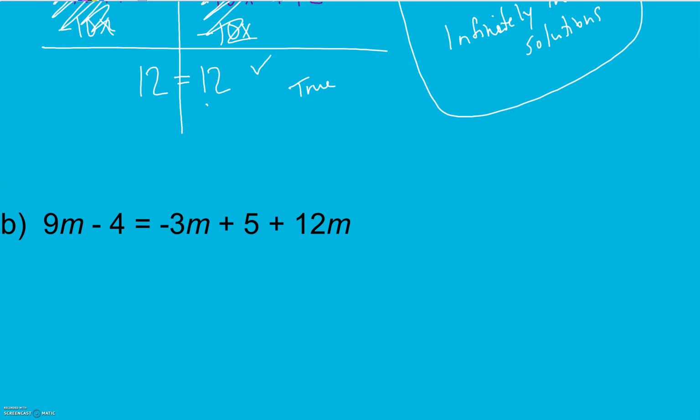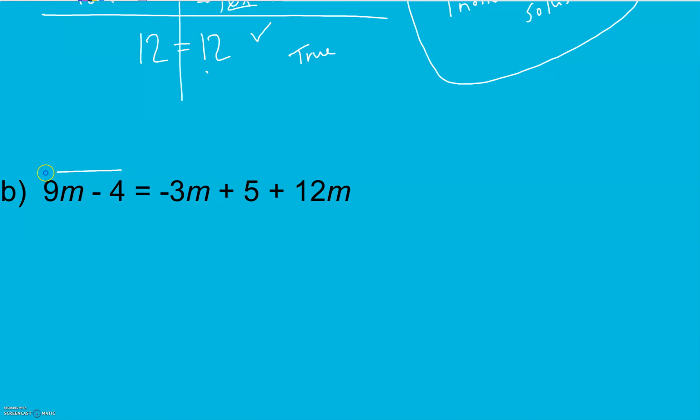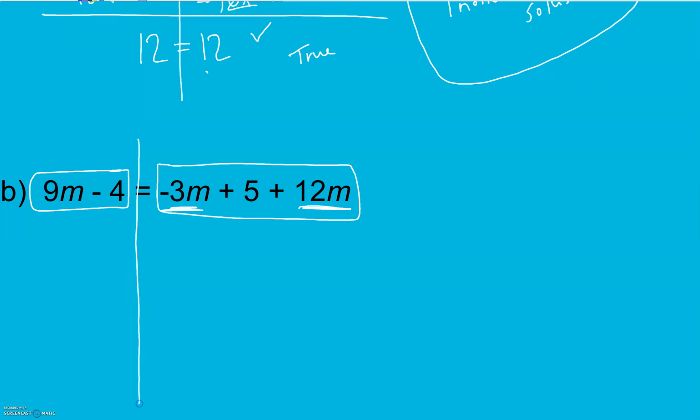In B here, my left side is as simple as I can get it. My right side is not. I don't have any parentheses here, but I do have like terms. So as long as they're from the same expression on the same side and same team, we just add them up exactly as they're written. Negative 3 plus 12 gives me 9m. We don't do the opposite unless we're moving to the opposite side of the equation.